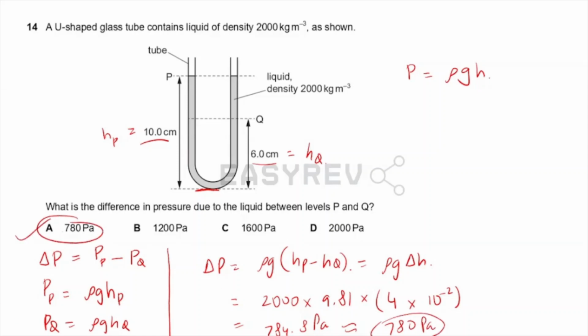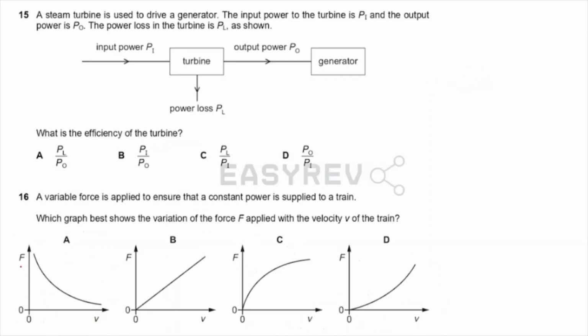Now on to the next one. Now we have a steam turbine used to drive a generator. This is question 15. The input power to the turbine is Pi and the output power is Po. The power loss in the turbine is PL as shown. What is the efficiency of the turbine?